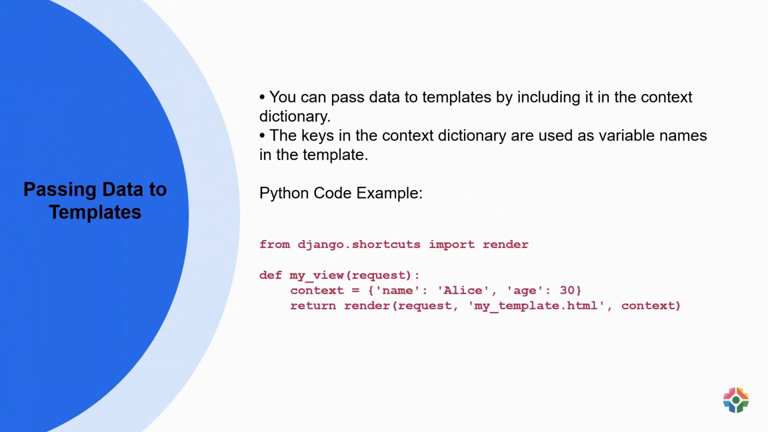In Django, data is passed to templates via the context dictionary. The keys in the context dictionary serve as variable names in the template. When rendering a template using the render function, include the context dictionary as the third argument. For example, in the provided Python code snippet, the myView function passes data like name and age to the myTemplate.html template. In the template, these variables can be accessed and displayed accordingly. This method allows for dynamically populating templates with relevant data based on the context provided.